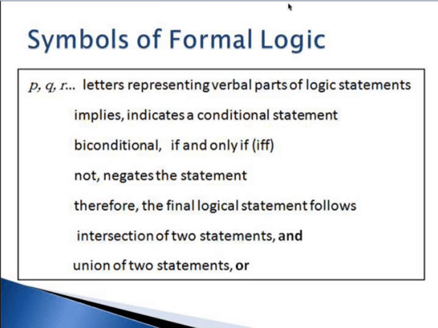So then it says this implies a conditional statement, or indicates a conditional statement, and that is very simply just an arrow. An arrow implies or indicates a conditional statement. Biconditional, if and only if, is an arrow going in both directions. Not, something that negates the statement, that's the little squiggly. Therefore, this is 3 dots.